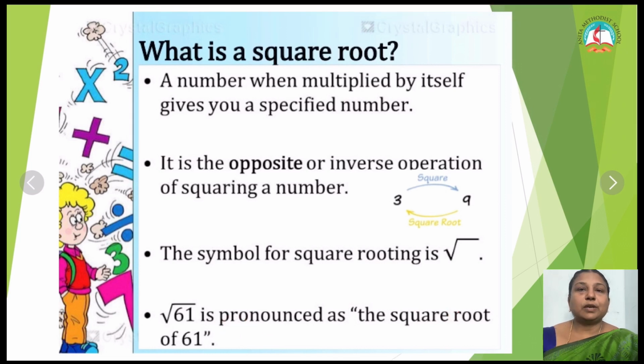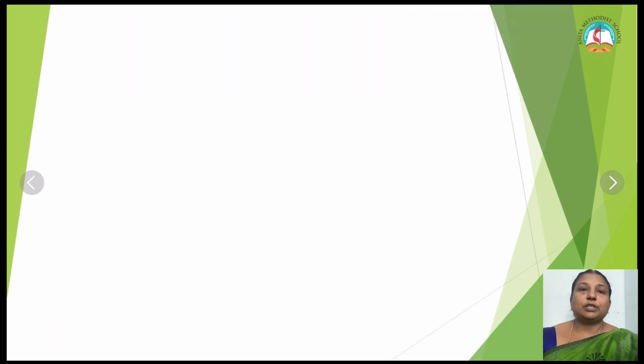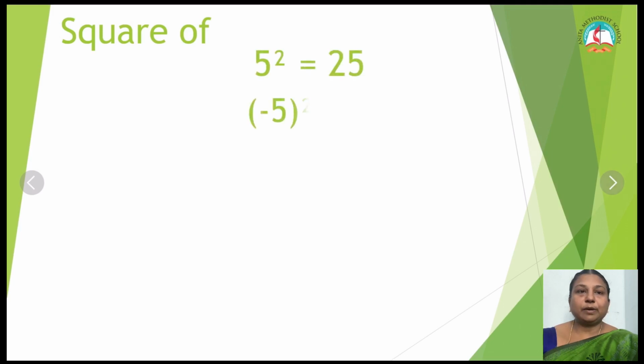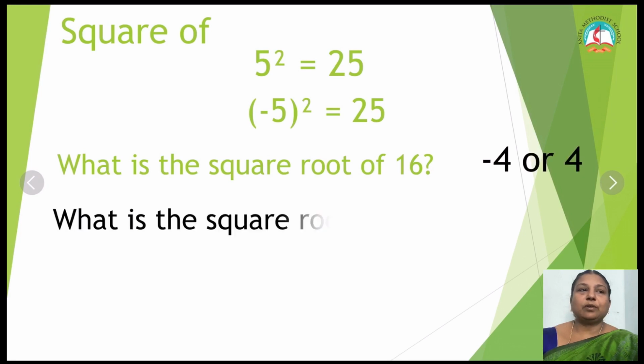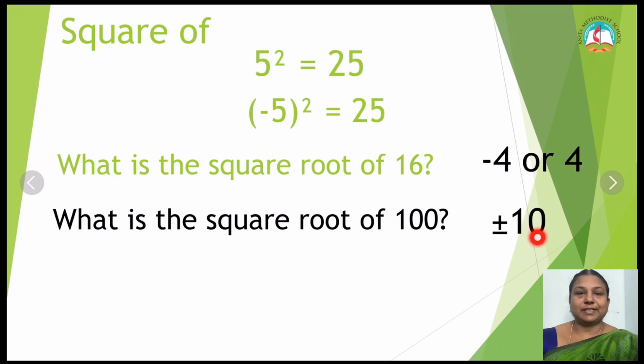So if you are squaring a positive number, 5 square, you will get 25. If you are squaring a negative number also, you will get the same answer 25. Now what is the square root of 16? Yeah, it's minus 4 or plus 4. Now what is the square root of 100? That is plus or minus 10.